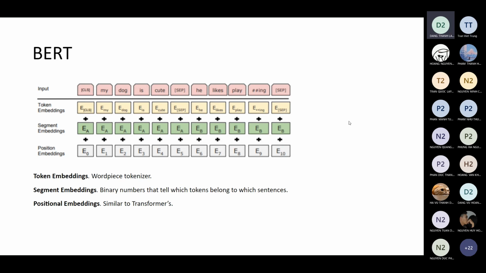This is the input representation when putting into the BERT model. As you can see, we use three embedding techniques and add them all together to form the final input. The first is token embeddings, in which BERT uses the WordPiece tokenizer, which is similar to BPE, and breaks words into subwords. The second is segment embeddings, which are binary numbers that tell which tokens belong to which sentence. The final one is positional embeddings, which is similar to the transformer.